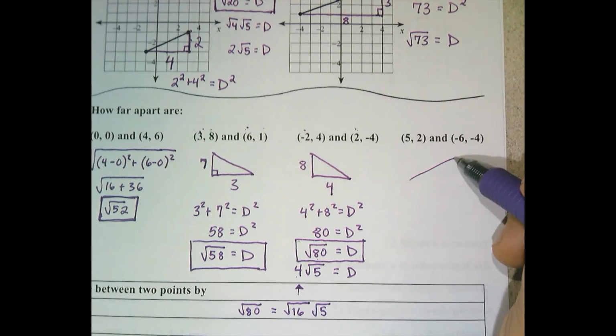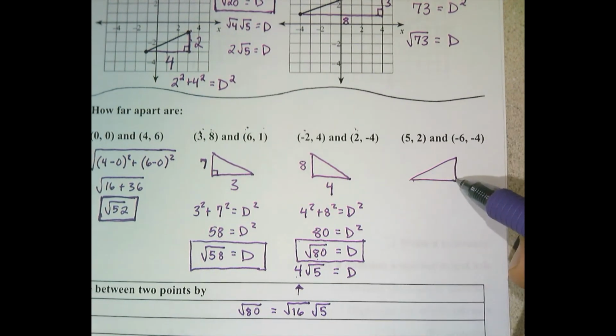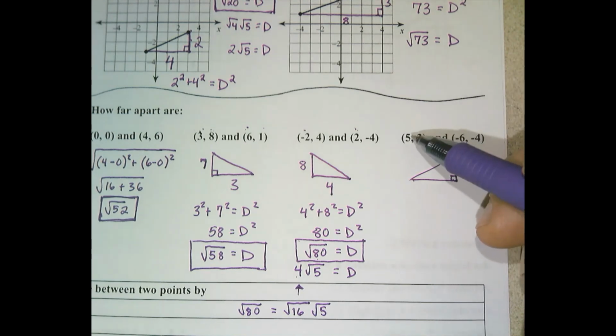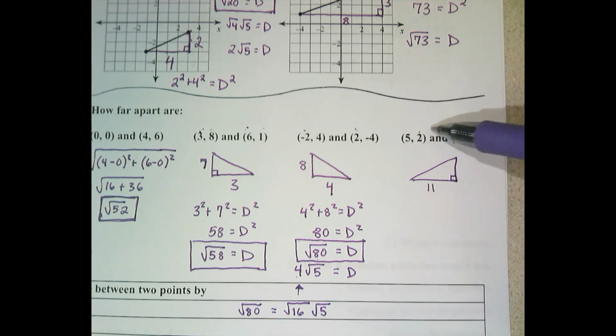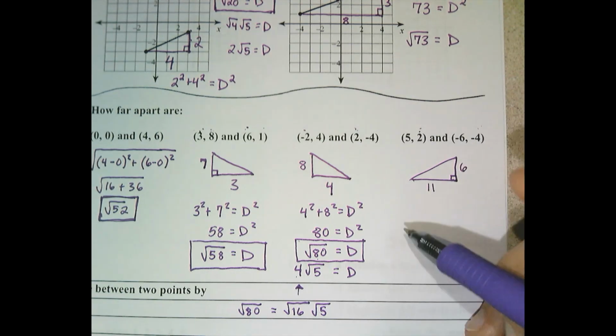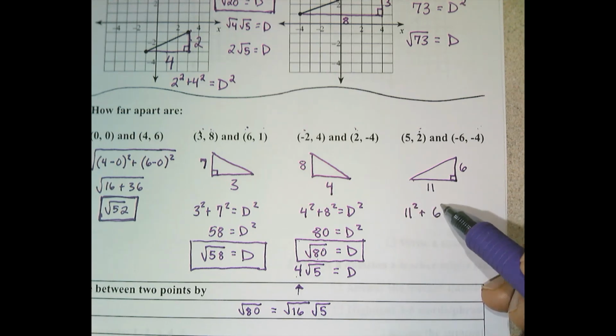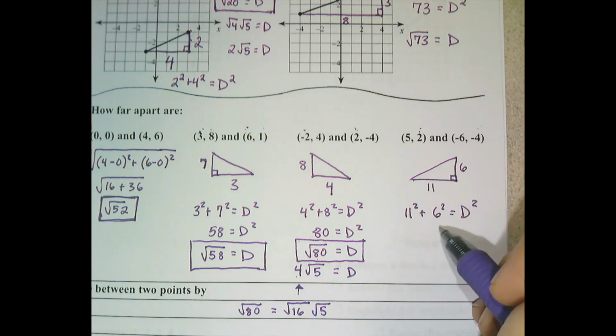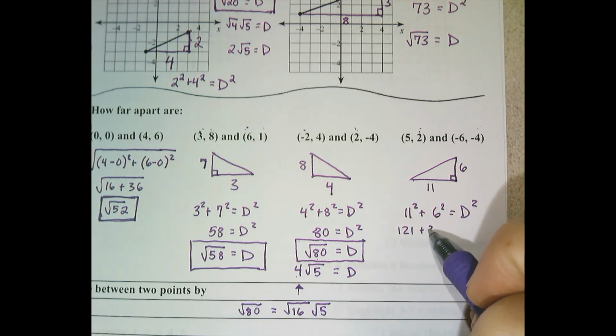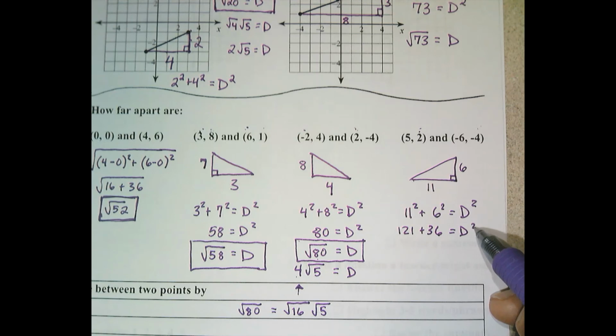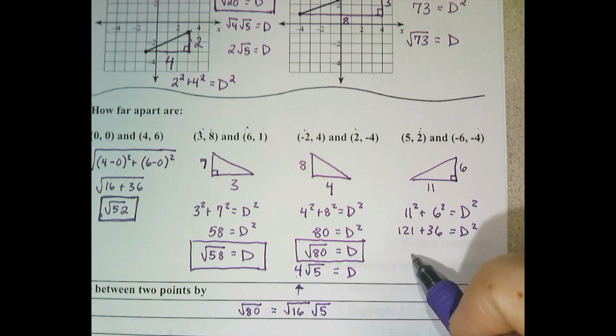And our last triangle, the distance from 5 to negative 6, that's 11 units. And then the distance from 2 to negative 4, that's 6 units. And so when I set up the Pythagorean theorem, 11 squared plus 6 squared is equal to my distance squared. That's 121 plus 36. It's 157.